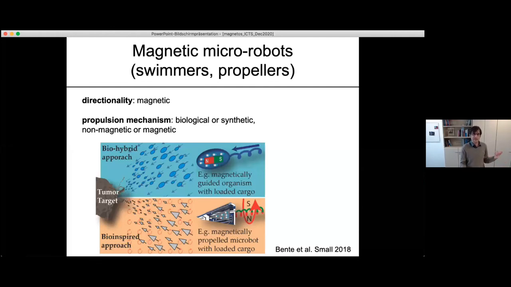And then the question is, how do we propel them? And there's different ways. One of them would be to take a bacterium and functionalize it. So you could attach it to whatever structure you want to propel, or use a bacterium to transport cargo. This is something I don't have results on now, but we're working on this both in the simulations and in the experiments. And another thing is that you use completely artificial structures, for example, helical structures that you can propel.